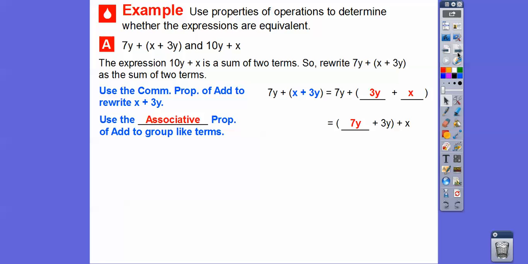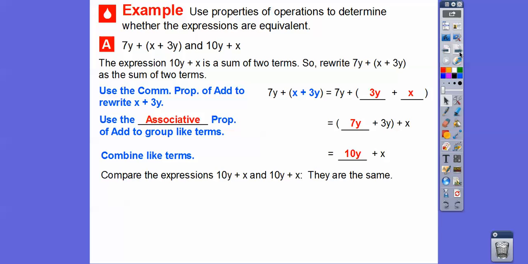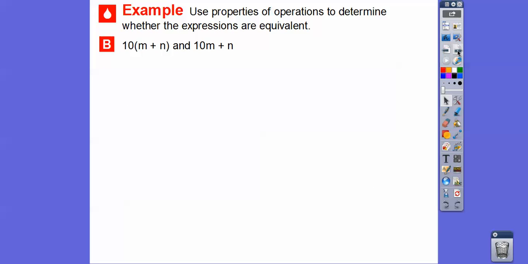So let's go ahead and put that 7y in there. And then we'll combine like terms, 7y plus 3y. How many y's is 7y plus 3y? That's 10y. Okay, so 10y plus x here, and this 10y plus x right here, they're the same, okay? So the expression 7y plus the quantity x plus 3y and 10y plus x, they are equivalent expressions. And if we need to, we could check by plugging in numbers, but we'll save that for another time.